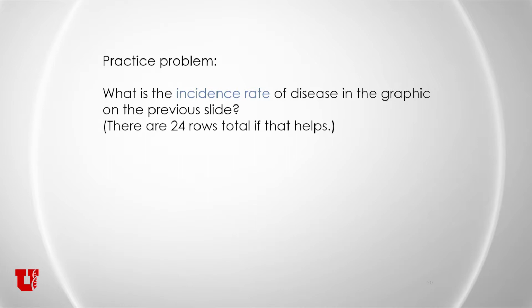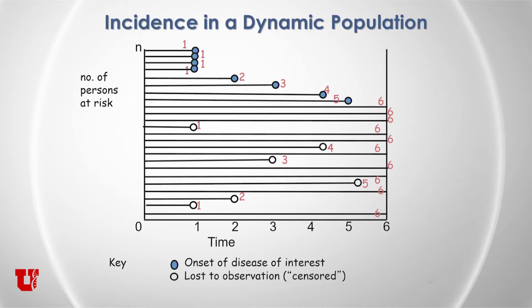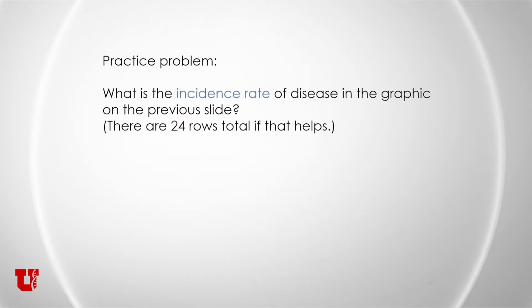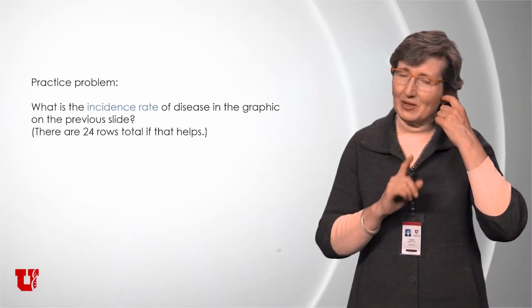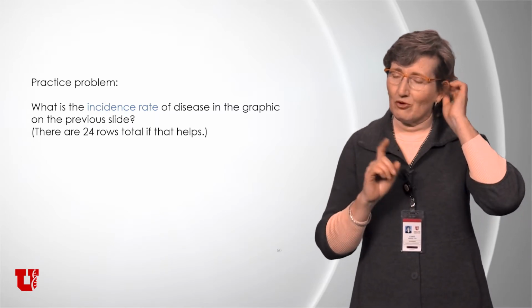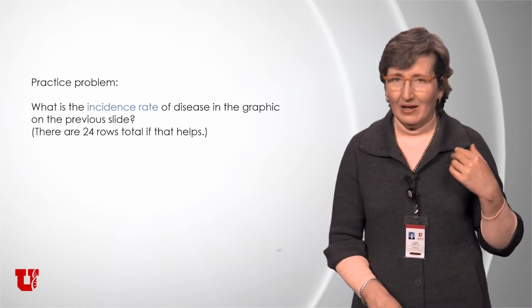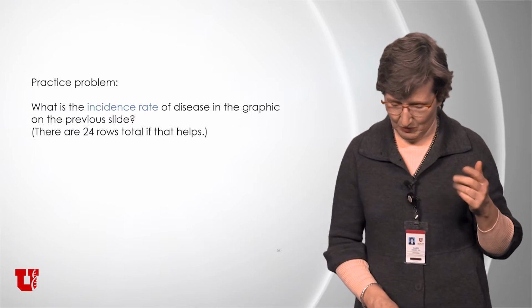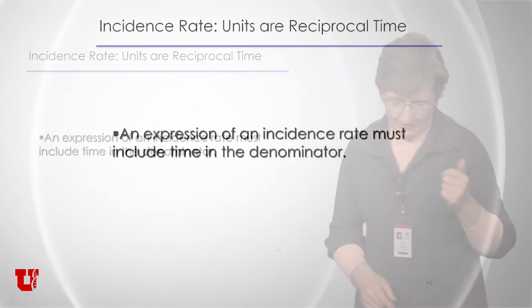So the correct answer is going to be 8 over, I believe it's 96, because that's the sum of the person time. So 8 over 24, you are not correct. The 24 rows are no longer relevant here. It's the number of units of person time, which I believe is 86.